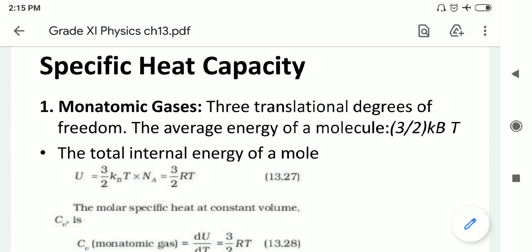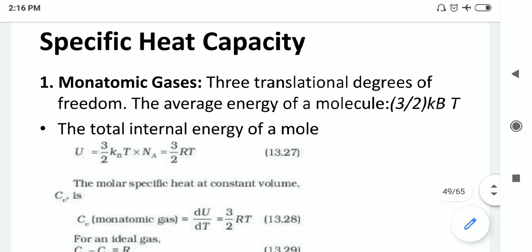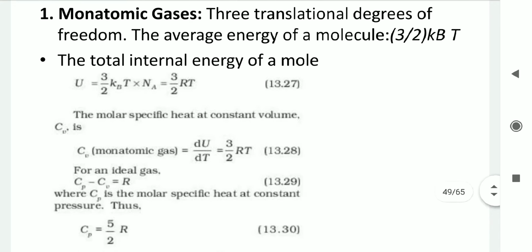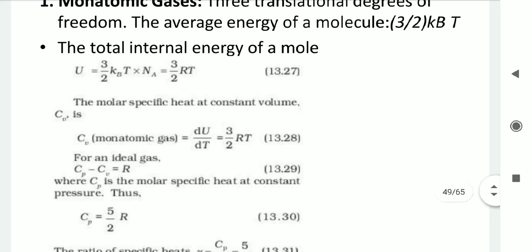So here, for monoatomic gases, consider three translation degrees of freedom. For a single translation degree of freedom, the energy is 1/2 kBT. So, by including three translation degrees of freedom, that is 3 × 1/2 kBT, it means 3/2 kBT average energy of molecules is present. So, the total internal energy of a mole is the average energy of a single molecule times the total number of molecules present in a gas. So that would be 3/2 kBT into Na.